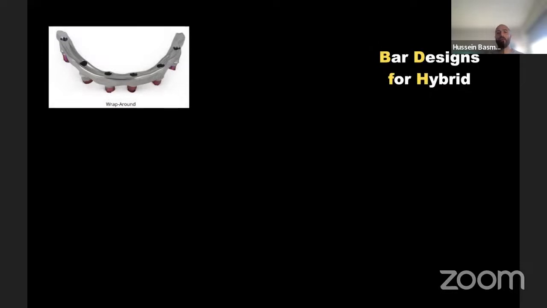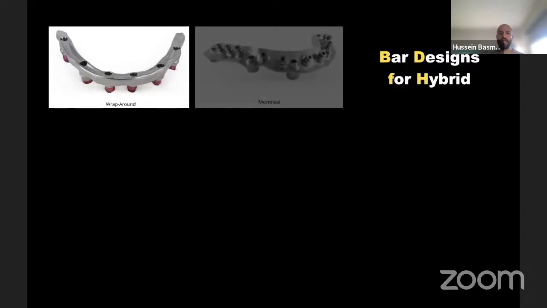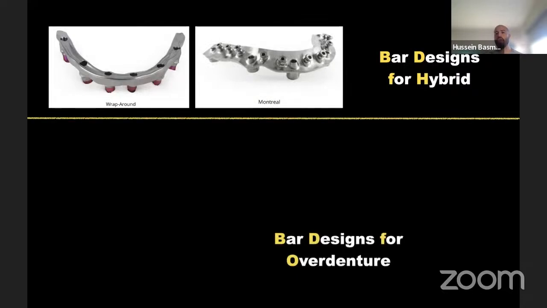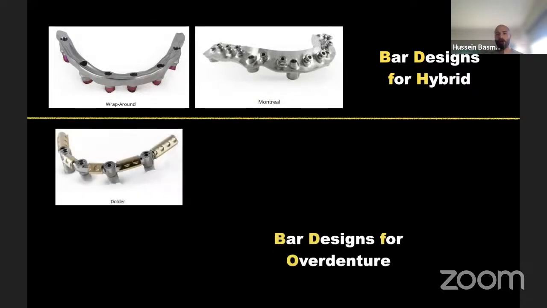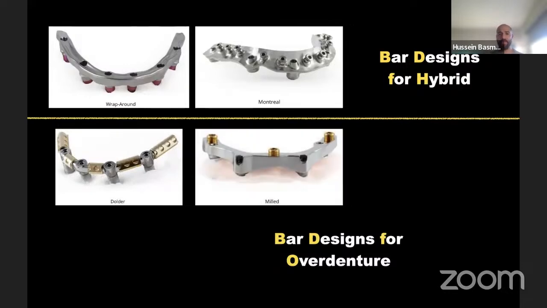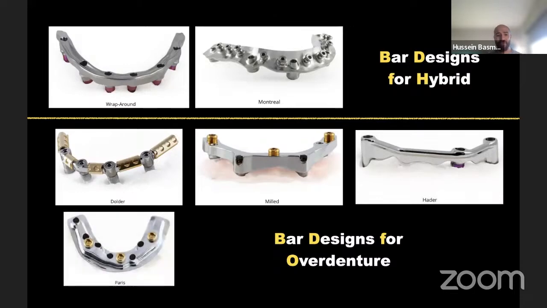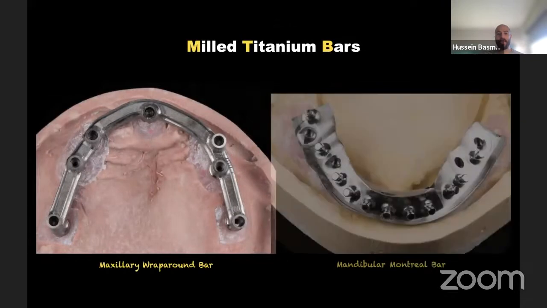It's easier for the patient, even though the maxilla, we will see how we can create some points that allow the patients access to those locations in order for us to clean it really well. So for the bar design, we have the wraparound bar, we have the Montreal bar that can be used in those hybrid conditions. We have the Dolder, we have the milled bar, we have the Hader bar. So we have different types of bars that we can use. But again, the most common one is the wraparound.